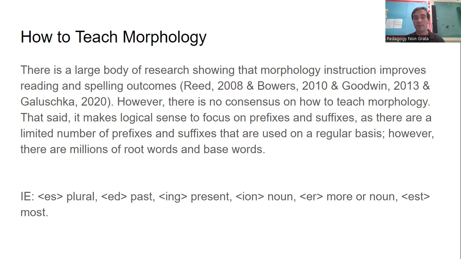However, there are millions of root words and bases, so it's difficult to teach students root words and bases with any kind of consistency. An example, some suffixes could be es for plural, ed for past, ing for present, shun to indicate a noun, or er for more, or as a noun.